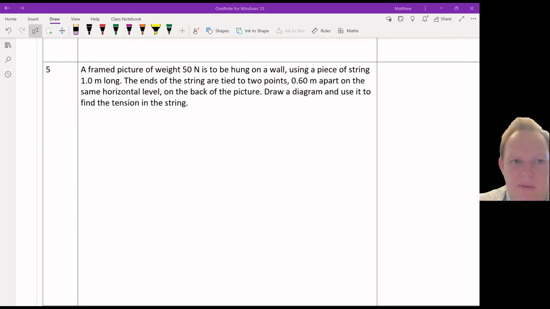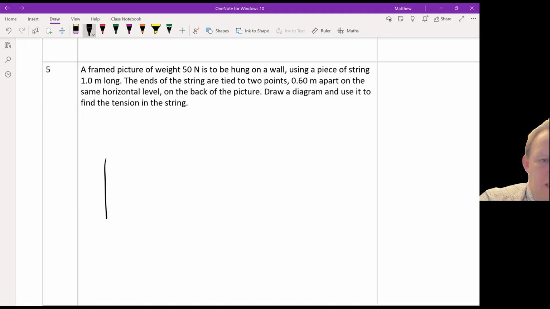A picture is hung on a wall using a piece of string 1 meter long. The ends of the string are tied to 2 points 0.6 meters apart on the same horizontal level on the back of the picture. Draw a diagram and use it to find the tension in the string.